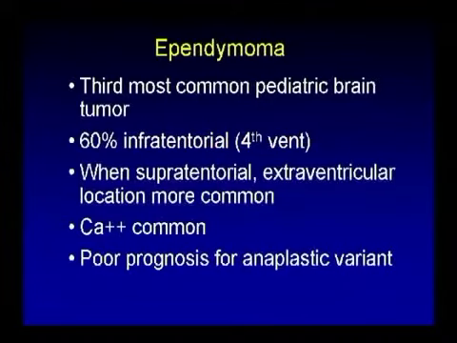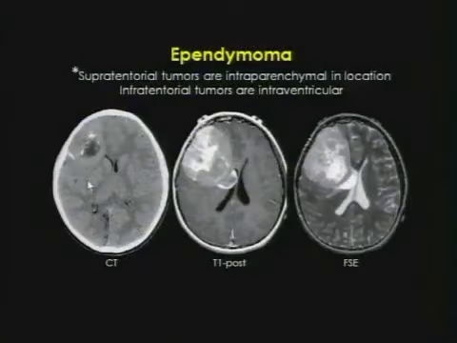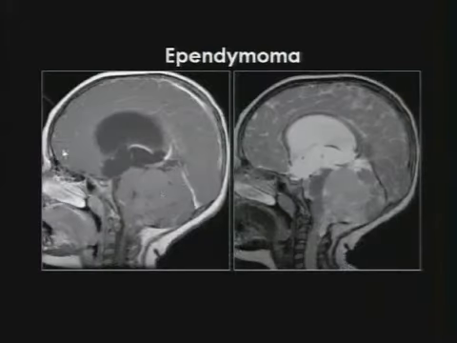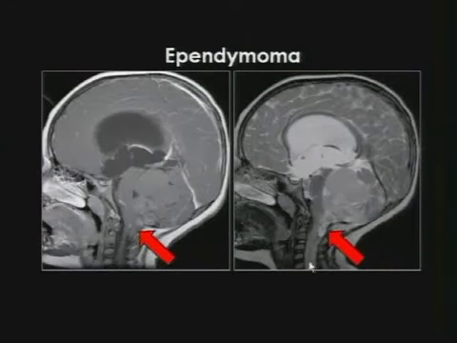We already touched on meningioma, but ependymomas are interesting tumors because when they are supratentorial, they tend to be intraparenchymal. When they are infratentorial, they are intraventricular, with this characteristic tongue of tissue going out through the fourth ventricular outflow tract. This becomes a very helpful hint if you're trying to differentiate ependymoma versus medulloblastoma in the posterior fossa. So when you see a tongue of tumor tissue going out through the fourth ventricular outflow, think about ependymoma.